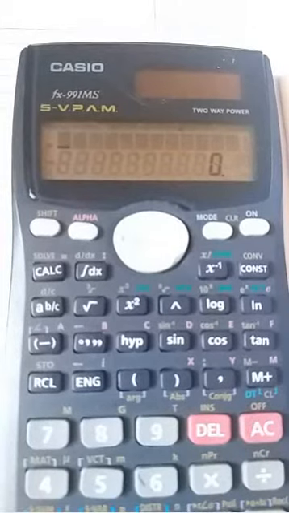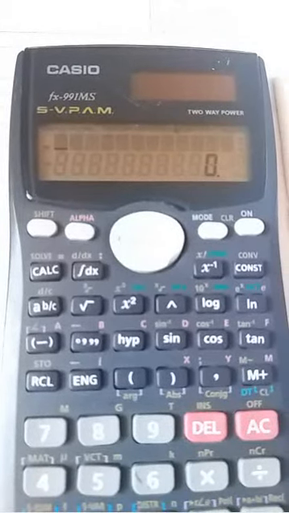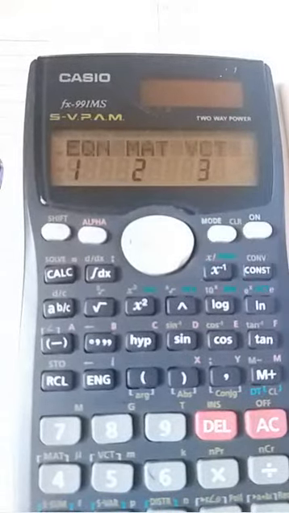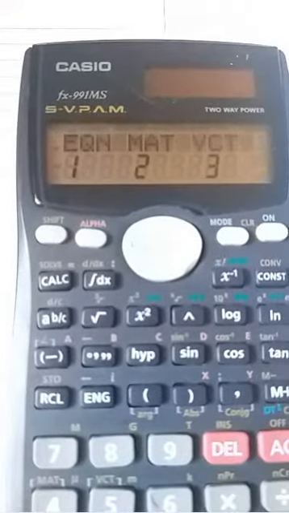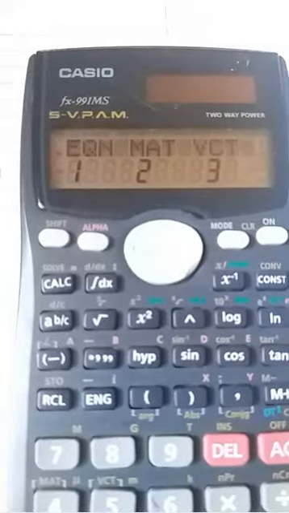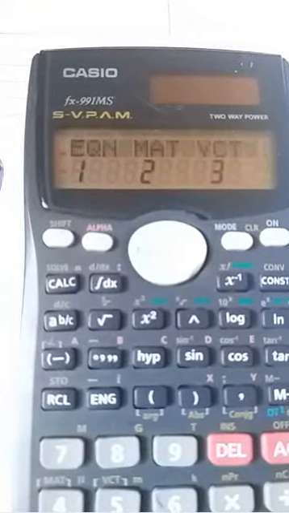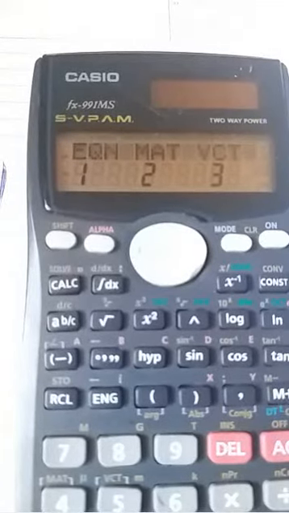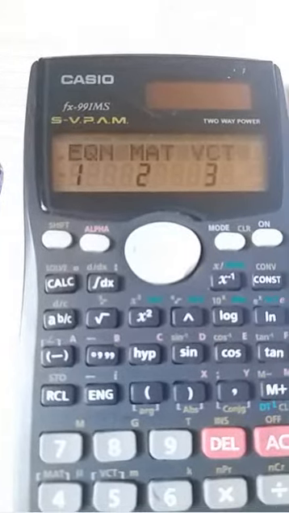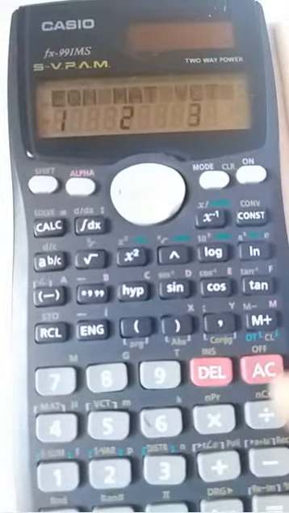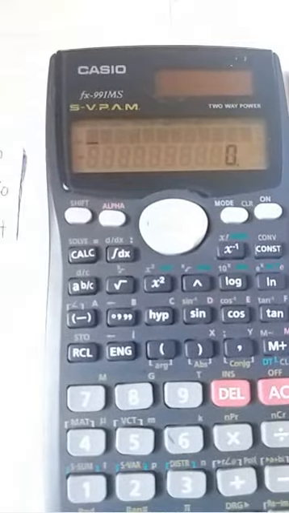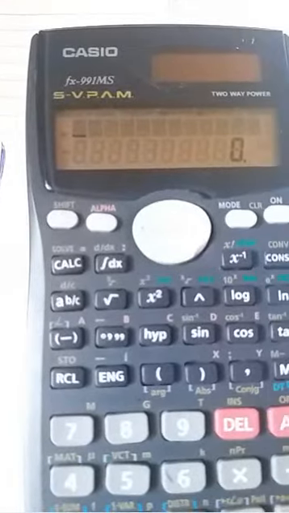So at first you have to press the mode thrice. Here you will be having equation mode, matrix mode and VCT mode. So you have to select 2 to make your calculator in matrix mode. So press 2. Now your calculator is in matrix mode.